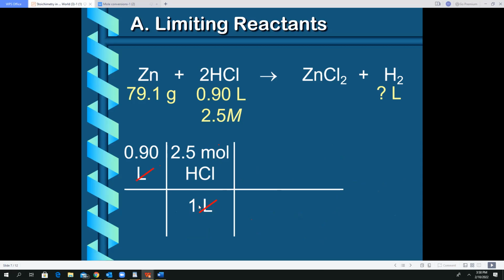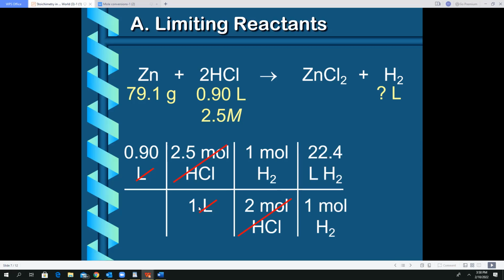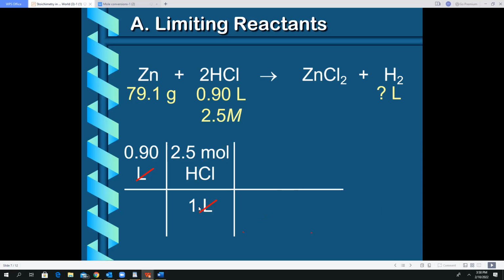So 2.5 moles in 1 liter. But we don't have 1 liter, we have 0.9 liters, right? So we're going to have less of it. And now we're going to figure out how many liters of that we're going to produce. Well, we could also stop at the moles. But there you go. Now comparing, that first one gave us how many?